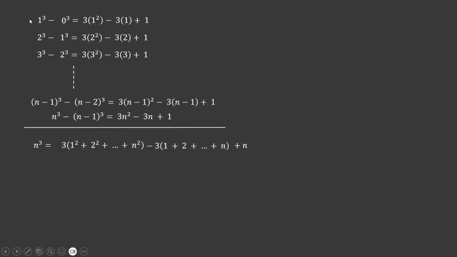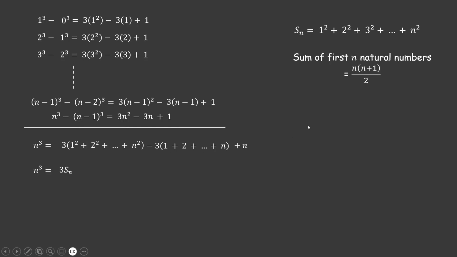Now this cancellation is exactly why we chose a difference formula like n cube minus n minus 1 whole cube. Because the middle terms cancel out, and on the right we get a clean expression that helps us to find the sum of squares. So n cube is equal to, now this is something we need to find, and we took it equal to Sn. So this is 3Sn. 1 plus 2 until n terms is basically the sum of first n natural numbers, which is equal to n into n plus 1 by 2. So this is negative 3 into n plus 1 by 2 plus n.